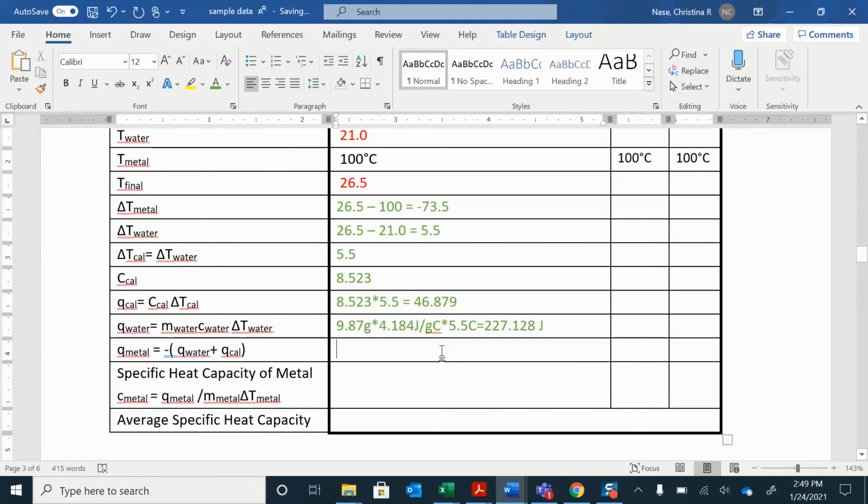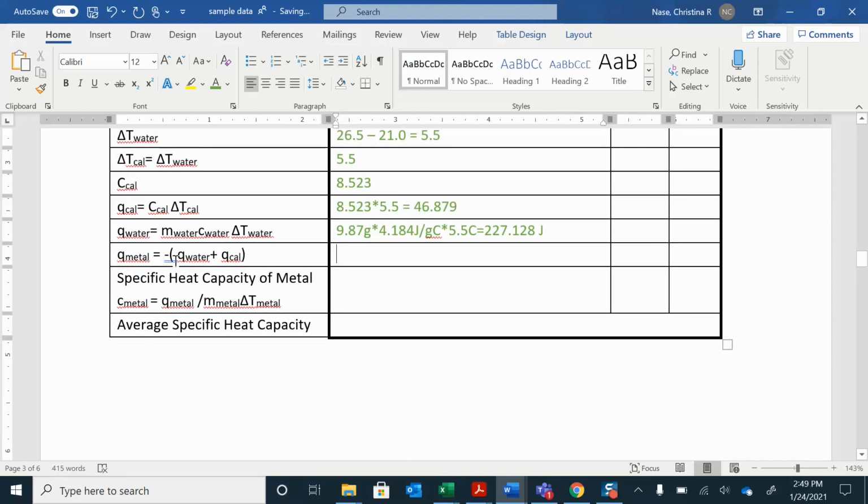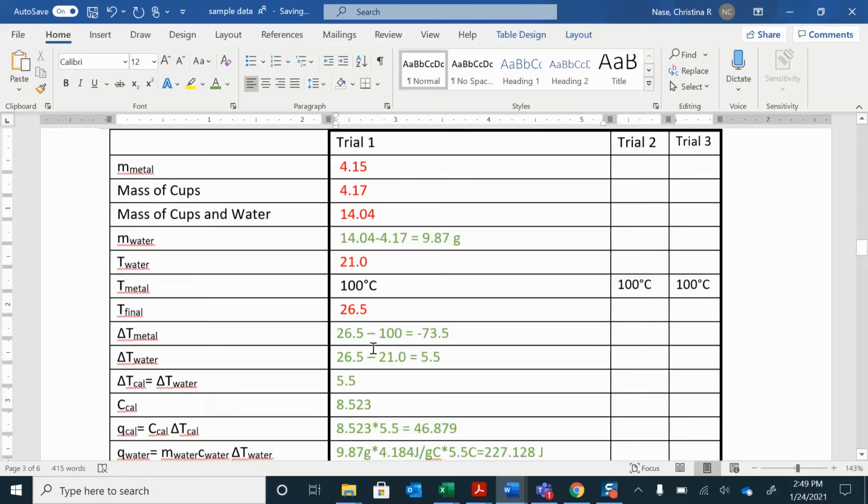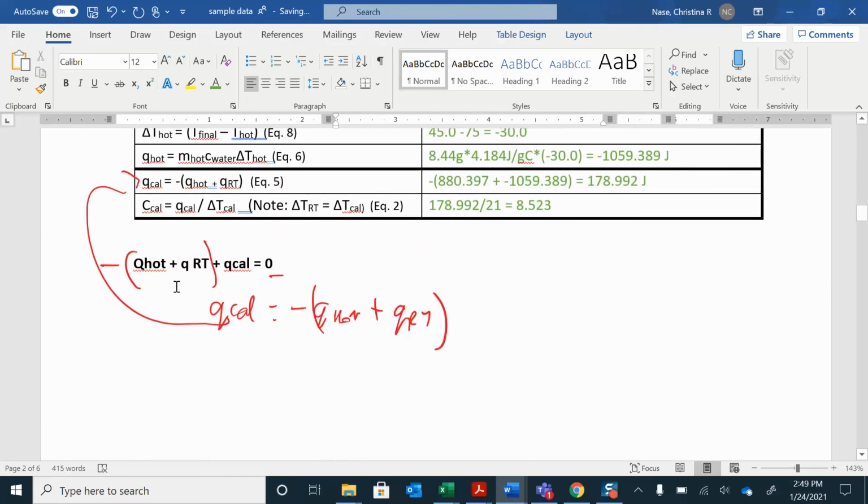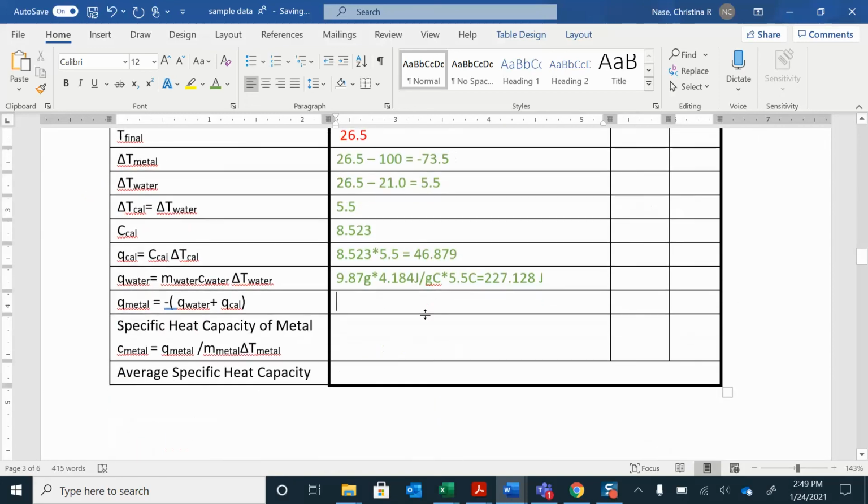What else do I have here? This one. Q, so again, just like we did last time, all these Q's have to equal 0. Q cal plus Q water plus Q metal. I know what these two are, so I'm going to add those up, put a negative in front of it, and then that should give me what my Q metal is. Now let's solve for the Q of the metal, because we don't know what the specific heat of the metal is. So we couldn't just do Q equals MC delta T. We don't know what our metal is, so we don't know what the specific heat is. That's what we want to solve for.